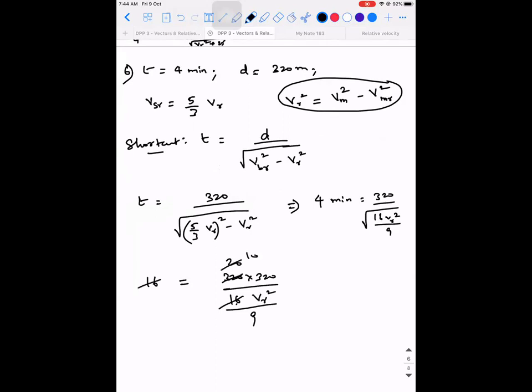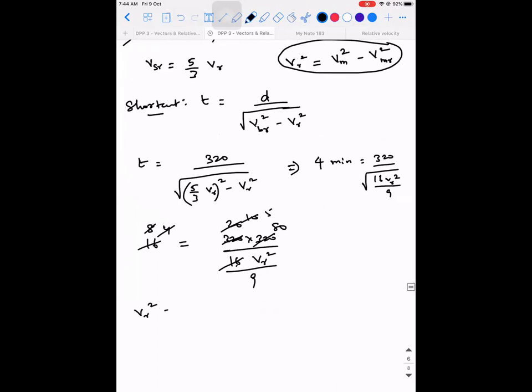10 and 8, 5 and 4. This will go 80 times. VR square is equal to 9 into 80 into 5. So 80 into 5 is 400. So 9 into 400. So VR will be equal to, taking square root on both the sides, 3 into 20. Answer will be 60 meter per minute.